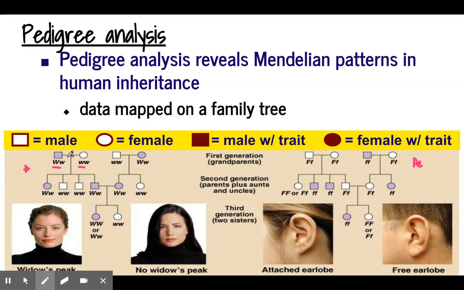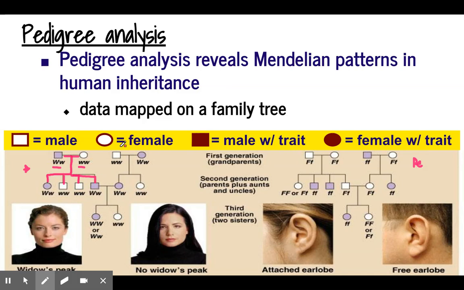So I have two individuals, a male and a female. The line across means that they are married or together. The line going down means this is going to be their offspring. So they have a female with widow's peak, a son without widow's peak, another son with no widow's peak, and then another son with widow's peak.